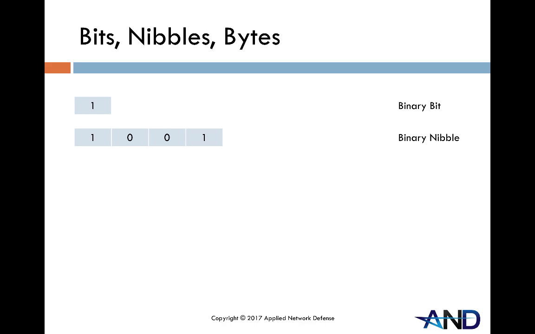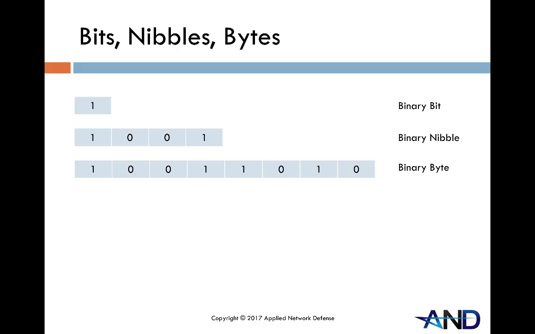Now, a term you may be more familiar with than nibble is the term of a byte. A byte is 8 positions or 8 binary values. In this case, our byte is 100111010. That's our binary byte. So we have 3 different ways we can represent groups of binary numbers: bits, nibbles, and bytes.